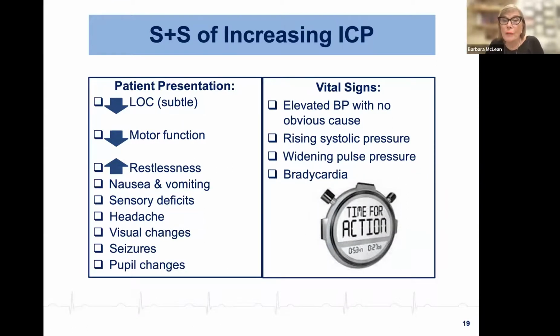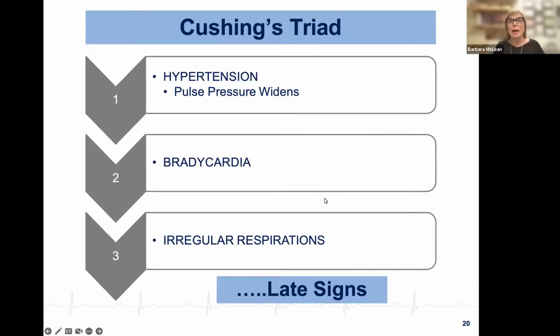And then ultimately, you may see some significant bradycardia. So you have a lot of parasympathetic stimulation as well as sympathetic stimulation. That's one of the reasons that you will often see bradycardia. Now, typically we call this Cushing's response, right? Cushing's triad: hypertension with widening pulse pressure, bradycardia, and then the last one, which is irregular breathing.